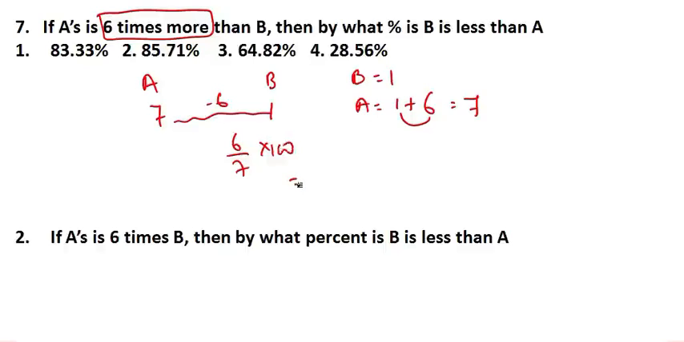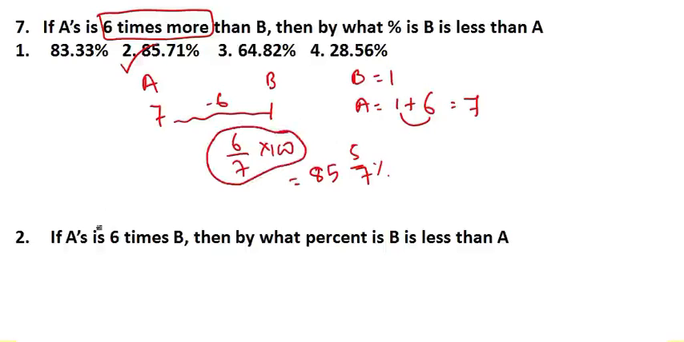Now what is 1 by 7? 1 by 7, we know that it is 14.2 by 7%. And if you multiply it by 6, you will get 85 5 by 7%, which means your second option is the right answer, 85 5 by 7. This is how to do it; I have already told you. If you do not know, please see the previous video.